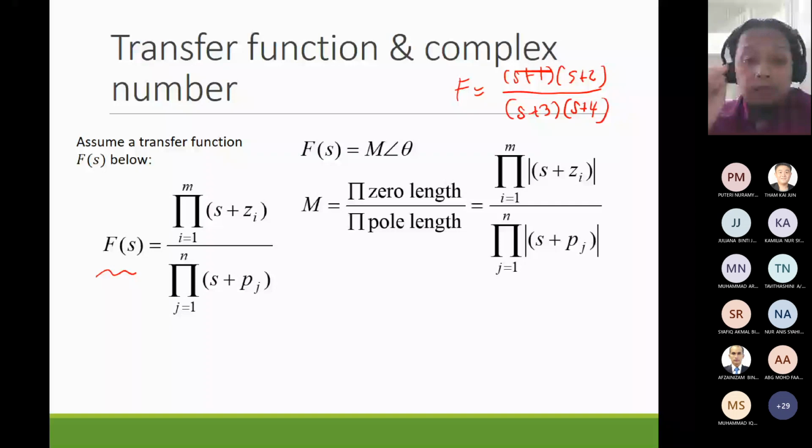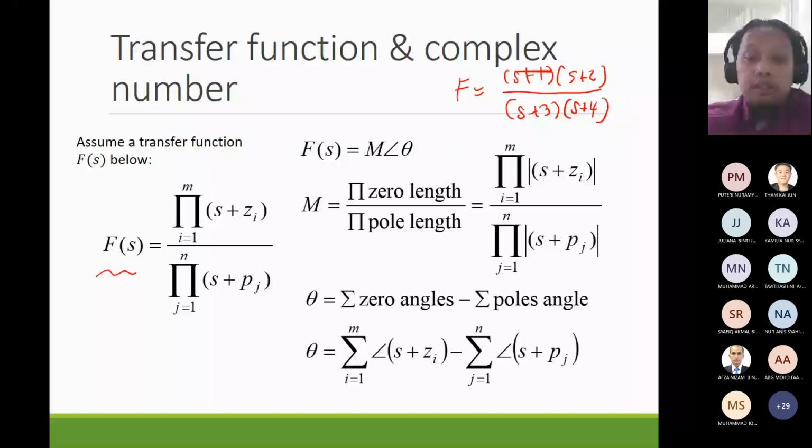And then to find the angle, simply find the sum of angles for the zeros minus the sum of angles of the poles. Later on, we will see an example. So this is the formula. To find the magnitude, you just multiply all lengths of zeros divided by the multiplication of all lengths of poles. For the angle, you sum all of the zero angles minus the sum of all pole angles.